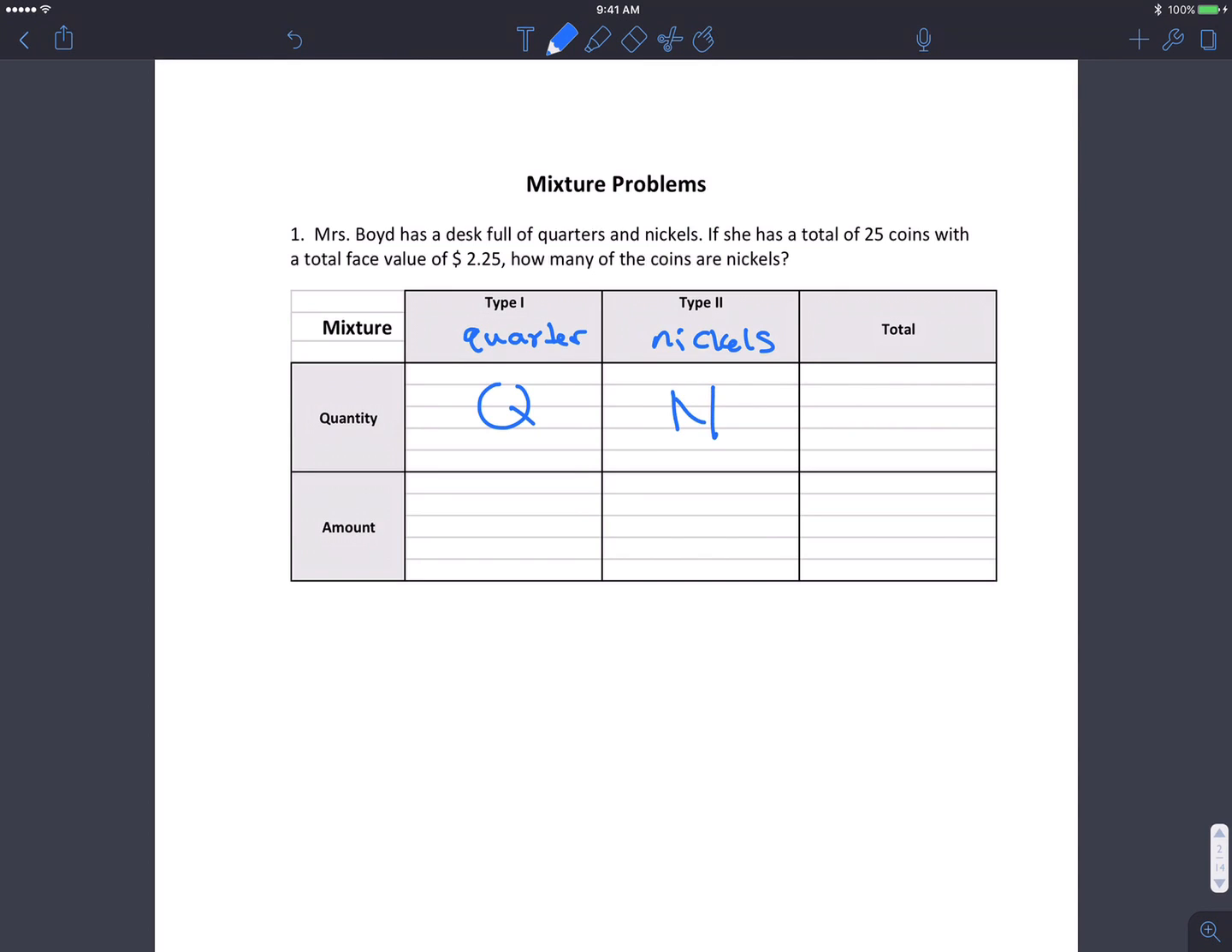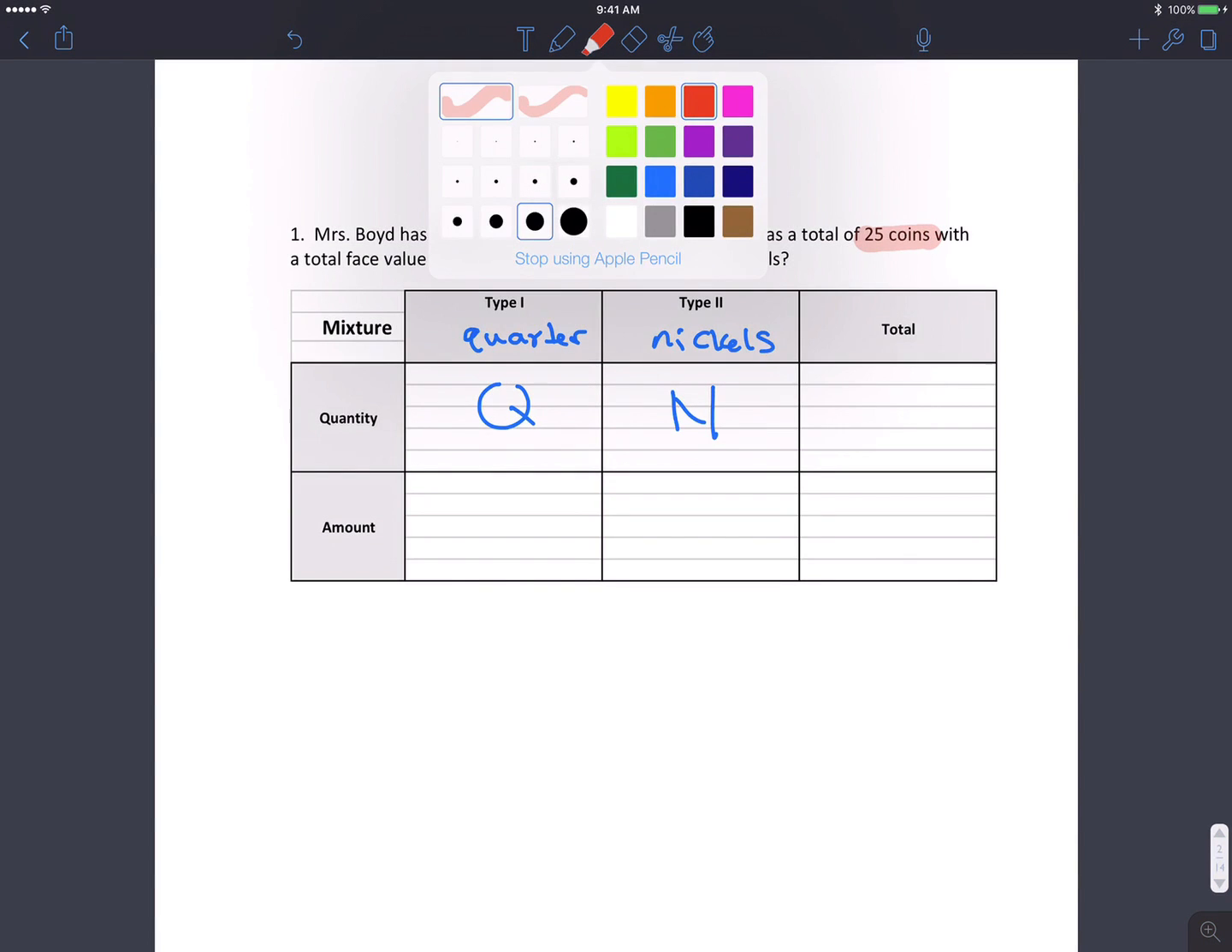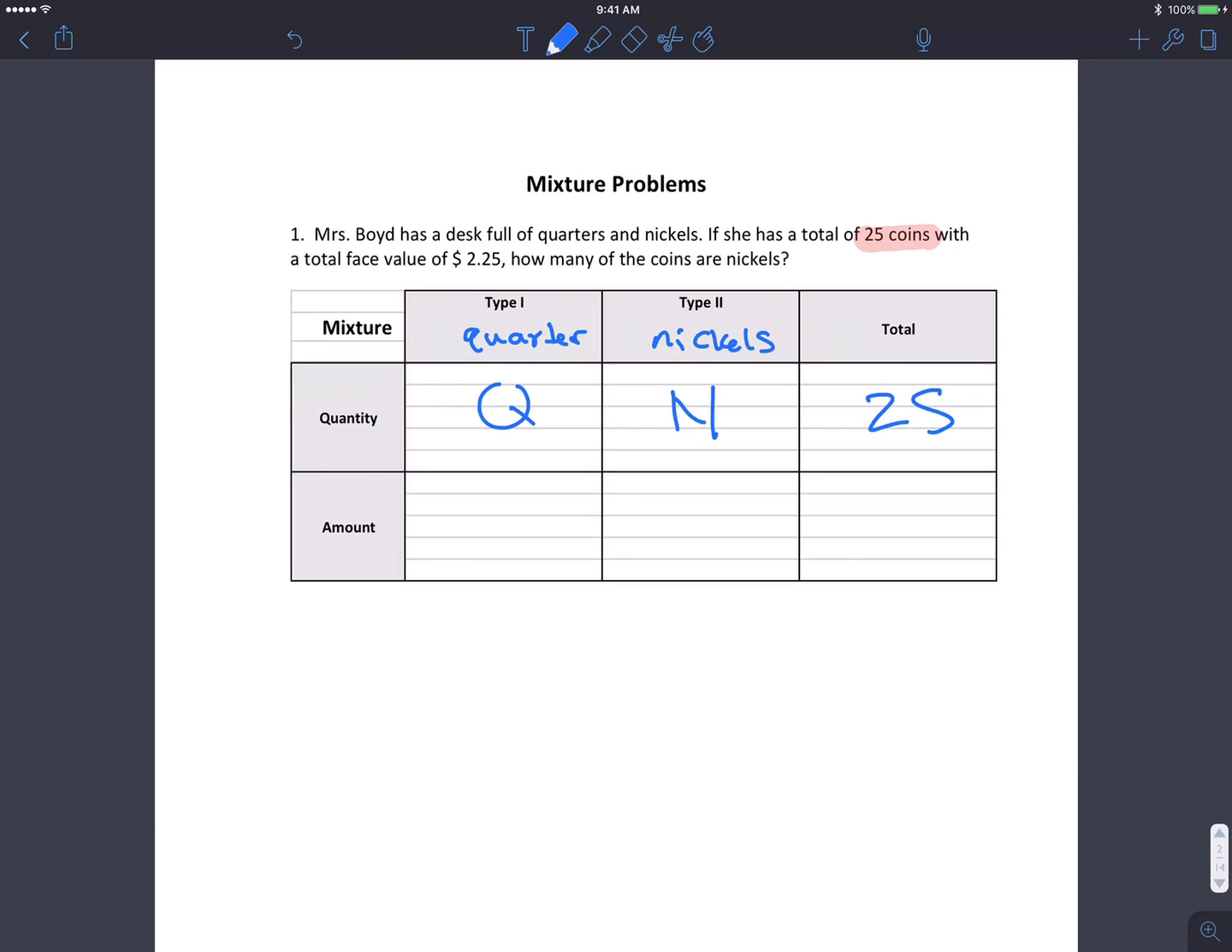What they're saying here is that you have a desk full of quarters and nickels, and she has a total of 25 coins. So 25 here is the quantity. The first equation is Q plus N is 25, where Q is the number of quarters and N is the number of nickels. Now we have the amount, which is also known as our total value. Let's put this in red. This is the total, the amount.